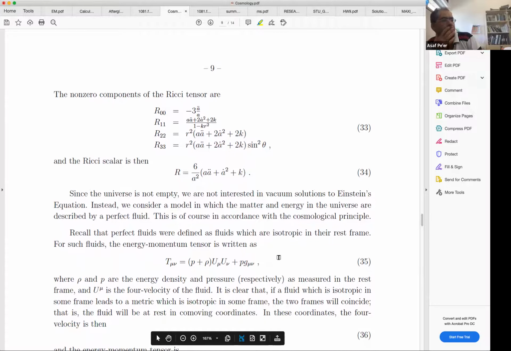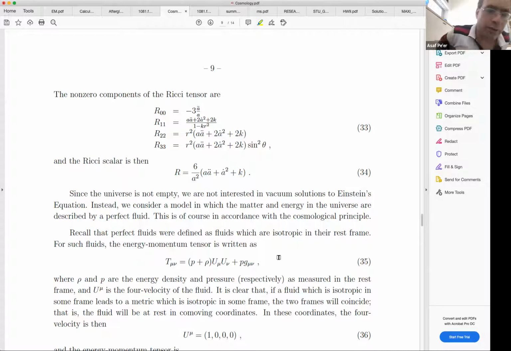Now, obviously, if the fluid is isotropic in some frame and the metric is isotropic in the frame, then it's the same frame. It's quite obvious. So, in other words, we can say that in comoving coordinates, which are the coordinates in which the fluid is at rest, the metric is isotropic, and that is the frame in which the fluid is at rest.